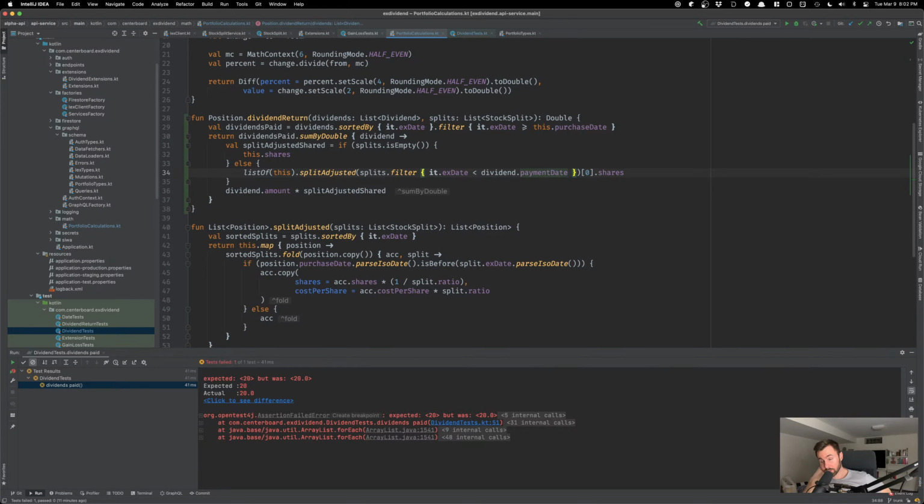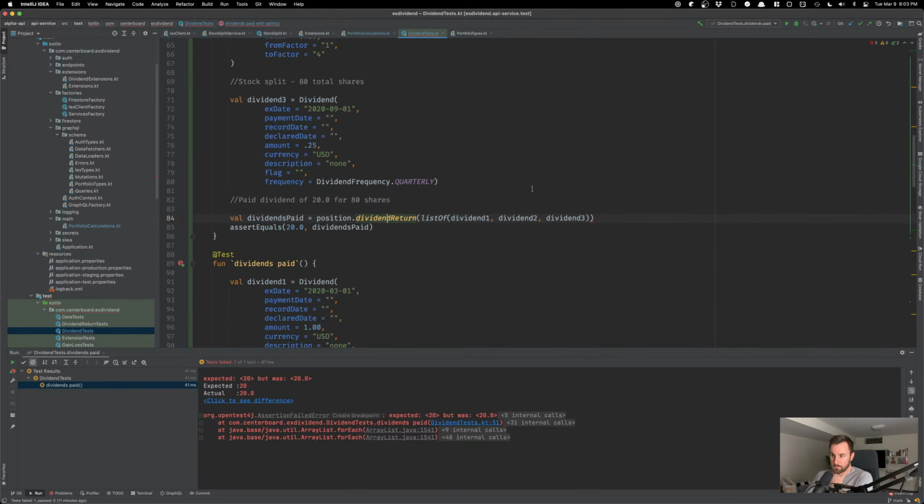well, it's really the number of shares you owned on the X date. So it's before the X date, right? So only give me the splits prior to, only give me the splits before the actual X date. All right. Let's try this. This is going to be a bit interesting. Let's give it a shot.